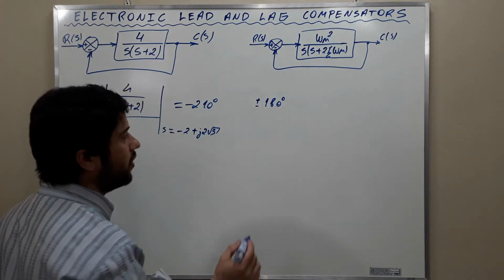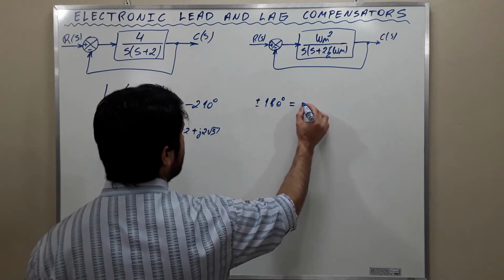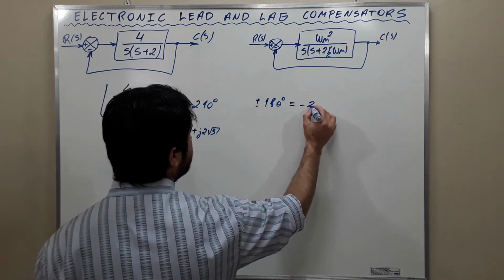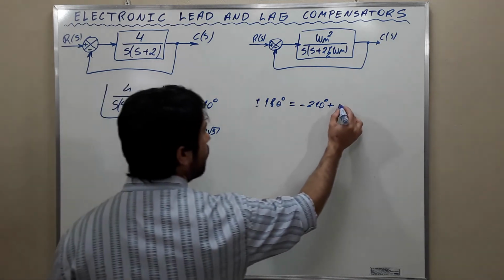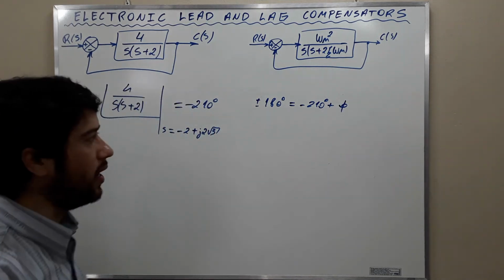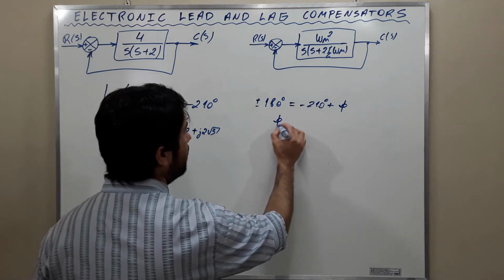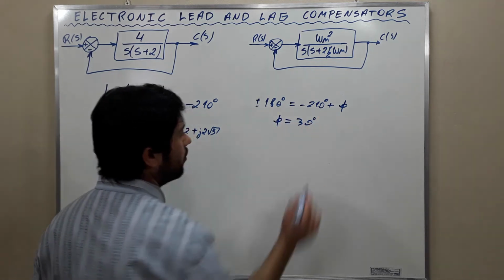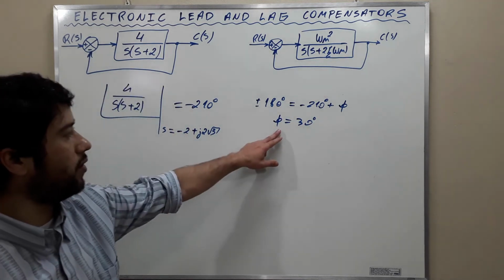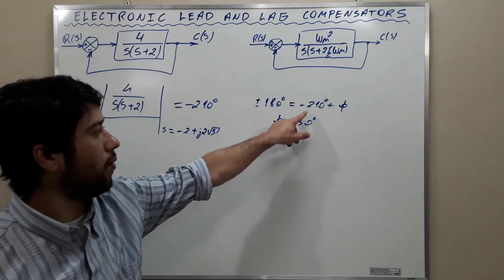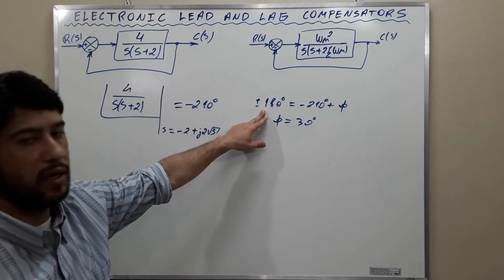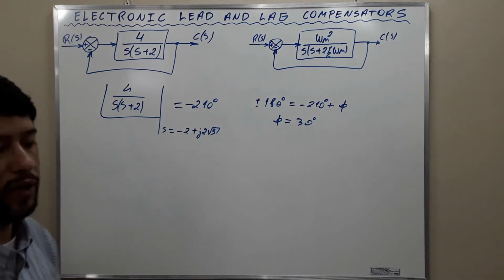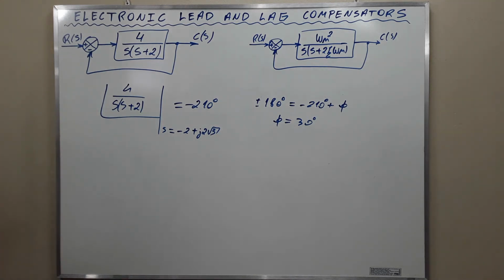But the sum of angles are minus 210 degrees plus the angle of the compensator. The angle of the compensator here has to be 30 degrees, okay? With 30 degrees, we add 30 degrees minus 210 degrees, and we get negative 180 degrees, and then the system is successfully compensated.